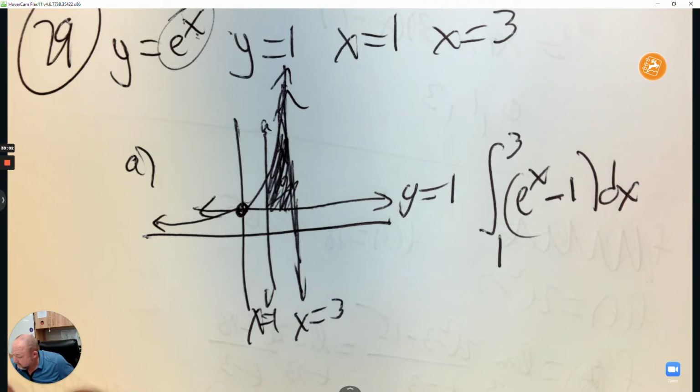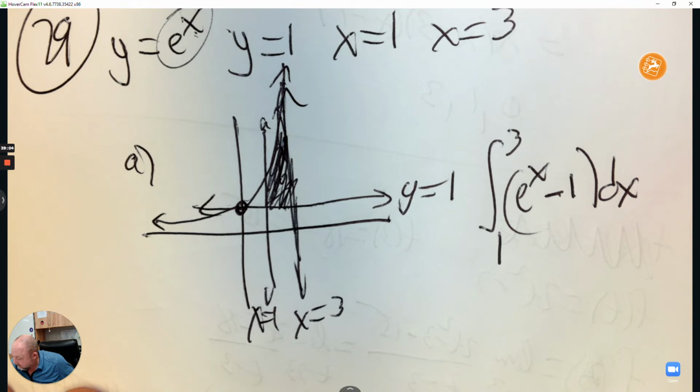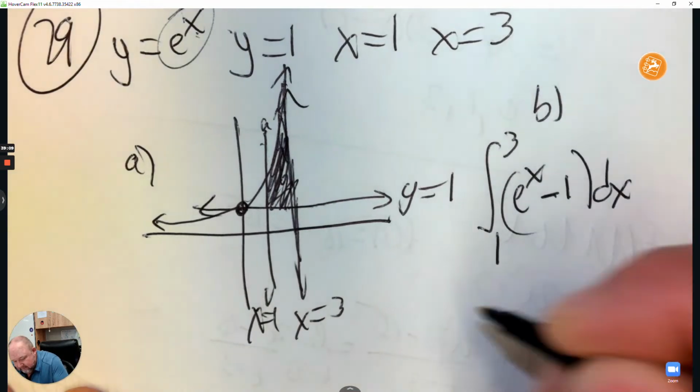Oh, don't integrate it. Do the setup, but don't integrate the following. So I don't need to. So that's A. This is B.